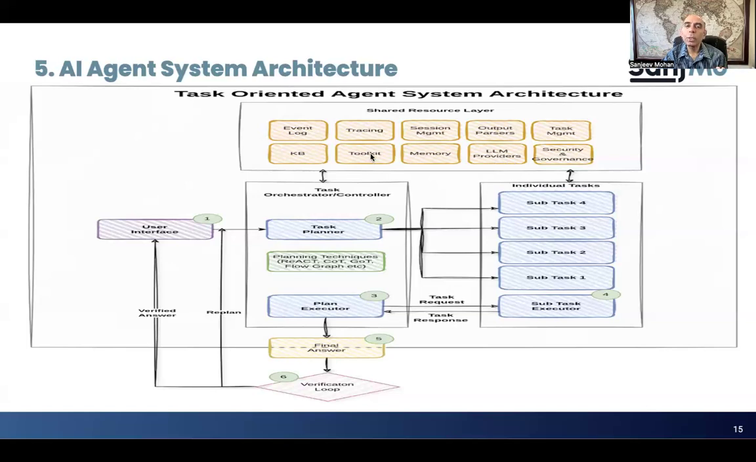So a lot of toolkit has all of these connectors and integrations into helping the agent perform its duties. Memory is an extremely important piece because we've got multiple agents that have multiple tasks. So we need a common shared resource library where memory can be shared.